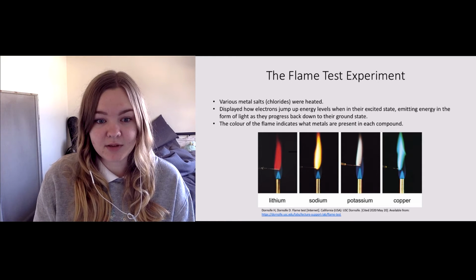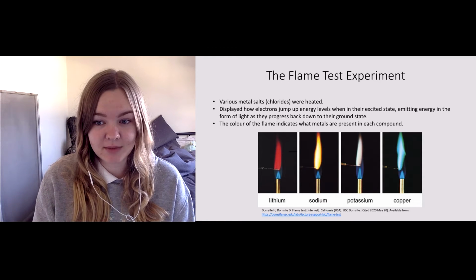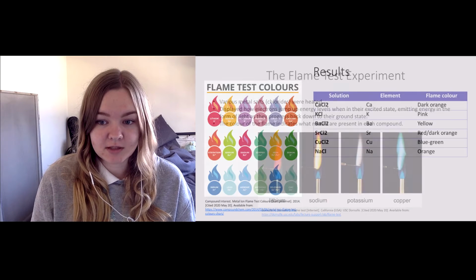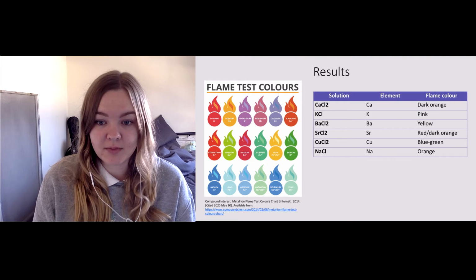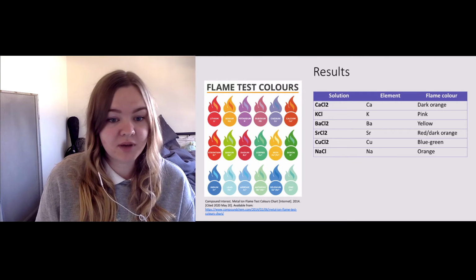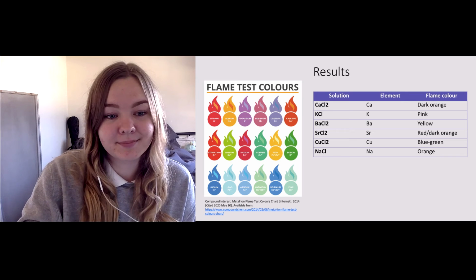To dispose of the chemicals, each well of the spot plate was cleaned with a paper towel, which was then disposed of in a bin. The spot plate was then rinsed with distilled water before being put away. The wire loop was left to cool before being put away. Hands were washed with soap after the completion of the experiment.